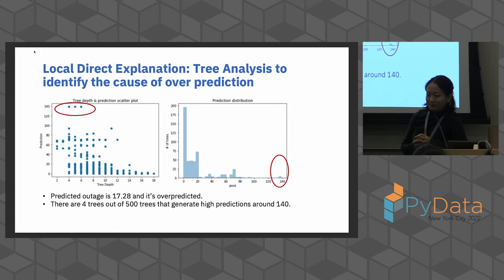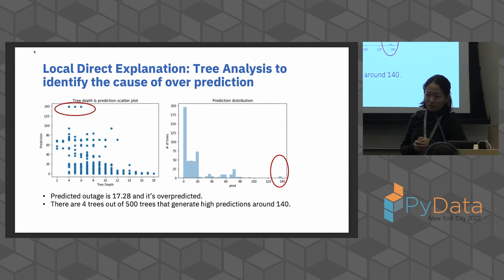Okay, so first of all, this is an over prediction. In this case, we choose the number of trees to be 500. The prediction is 17.28, and that is the average of the 500 trees. In order to find which trees cause the over prediction, we plot the tree depths on the x-axis and the prediction on the y-axis.